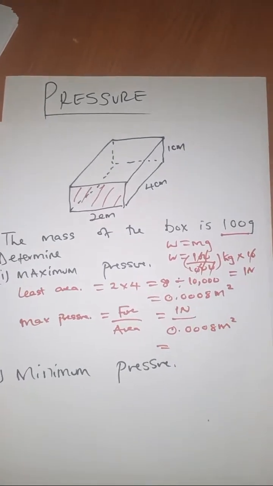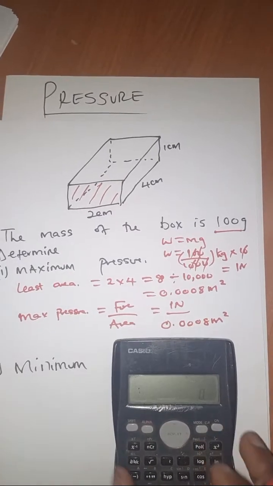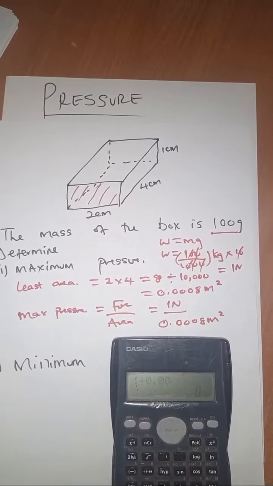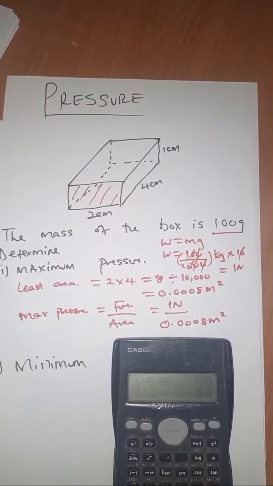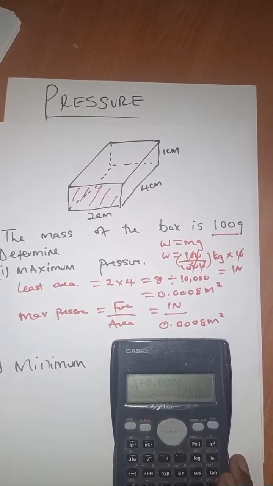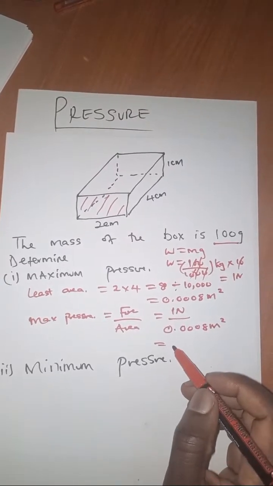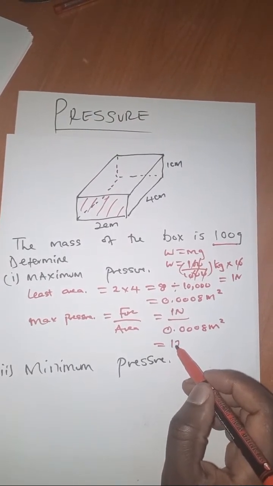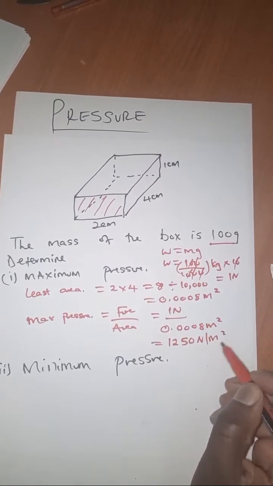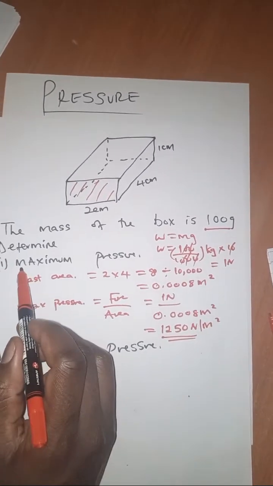If you feed this to the calculator, we get 1 divided by 0.0008, you get 1250 Newton per meter squared. So in this case, this is the maximum pressure.